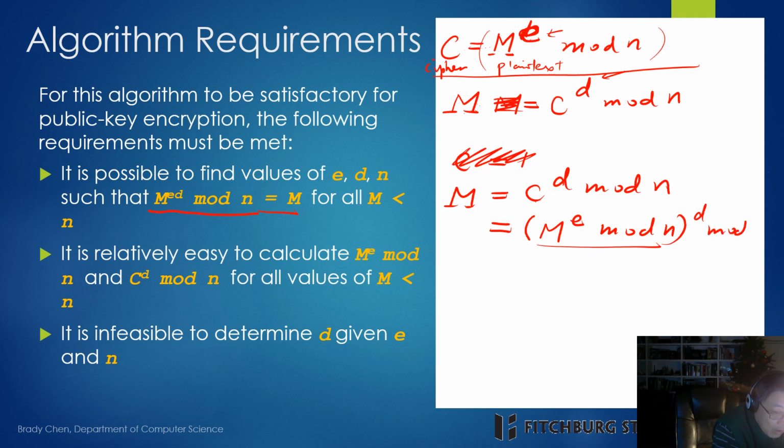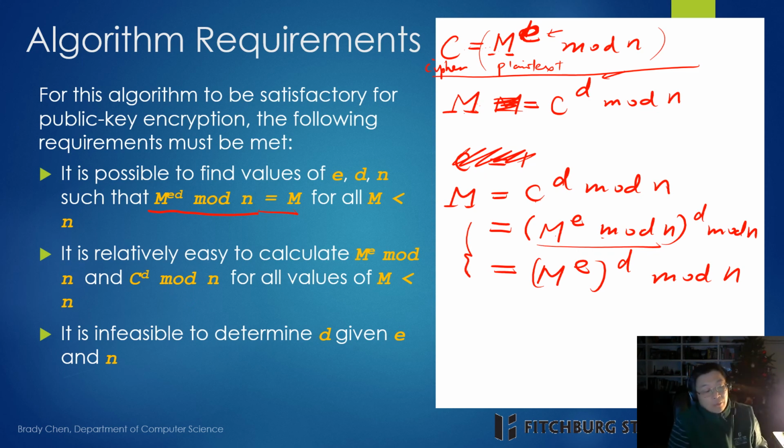Now, based on the property of modular operation, if we have M to the E mod N, to the D mod N, then we can actually remove this inner mod. This is the same as M to the ED mod N. That's basically based on the property of the modular operation. If you forgot this, just go back to the previous module, module 9, to find out. Remember, this is generally true for any number.